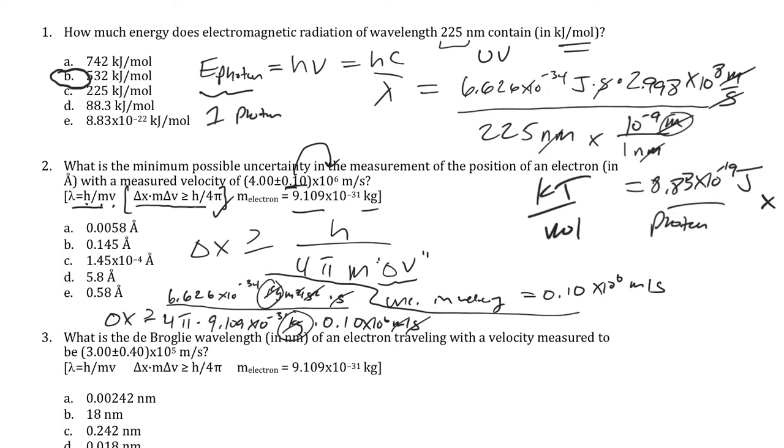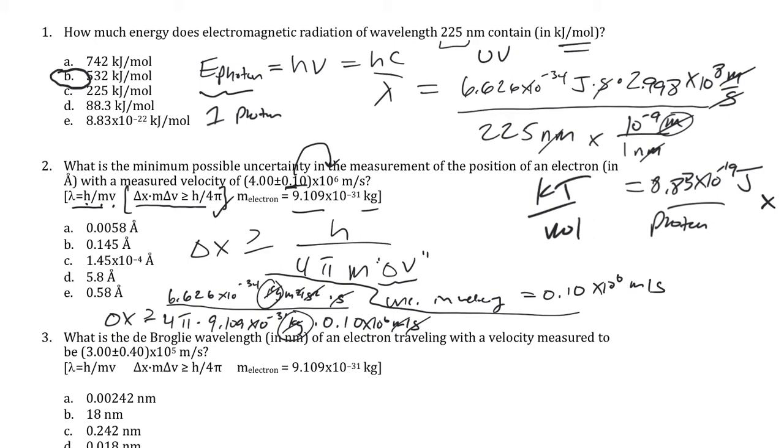1 joule is 1 kilogram meter squared per second squared. We're also putting things in SI units. If you recall, the SI unit of mass is kilograms. So we take 6.626 times 10 to the minus 34, divide by parentheses 4 times pi times 9.109 e minus 31 times 0.1 e6.